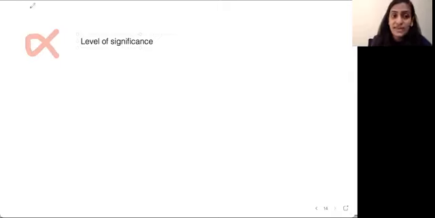A lot of times in your exams, they won't write alpha, they directly give the p-value. What is a p-value? P-value is a probability value. Basically it means the 5% probability of error happening. So p-value is the probability value.